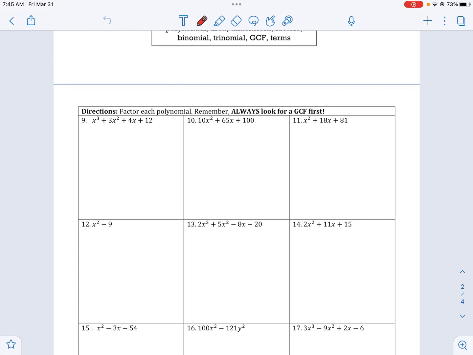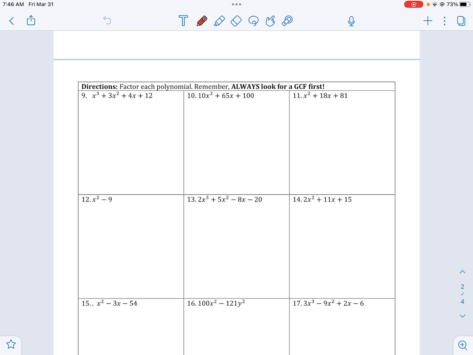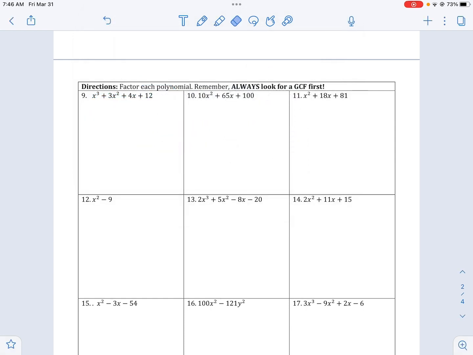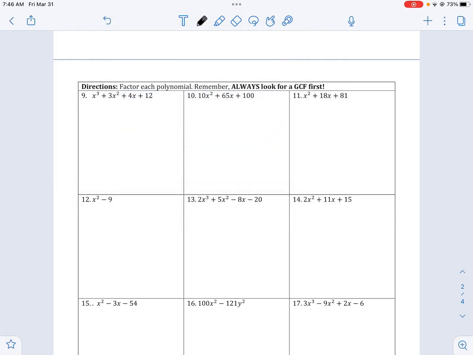We're going to go ahead and get started on question number 9. So we have 4 terms. If we look at that sheet, we can ask ourselves first, do we have a GCF? No. So we're going to just put this all into the box and find the GCF of each row and each column. Okay, here we go.